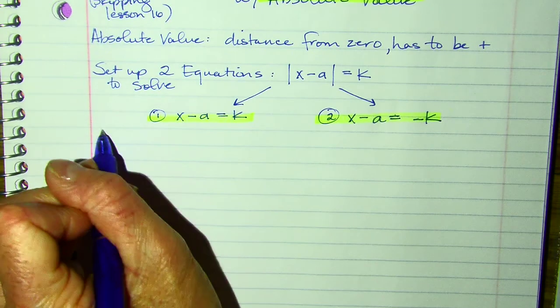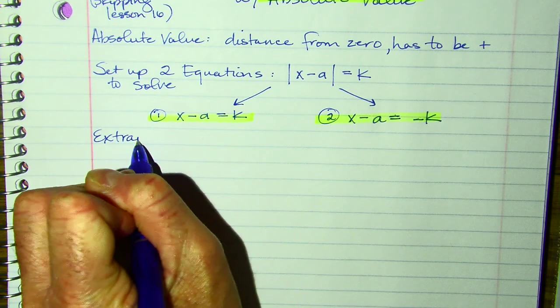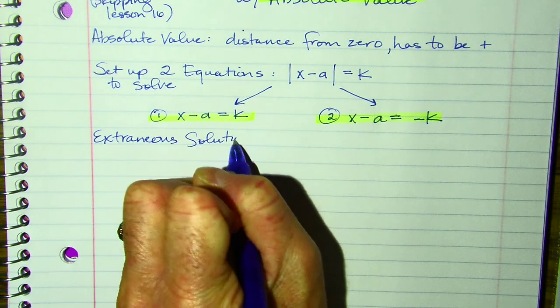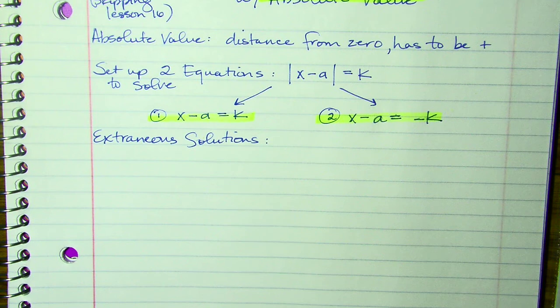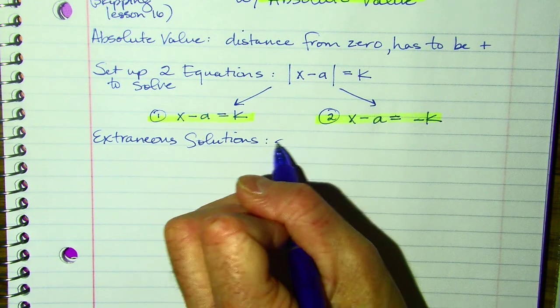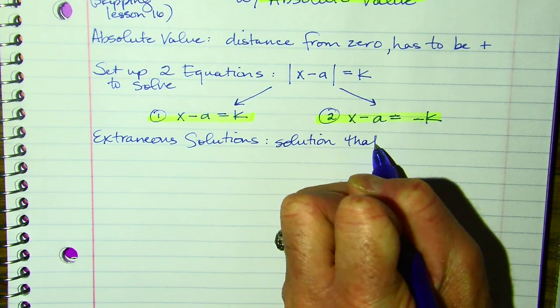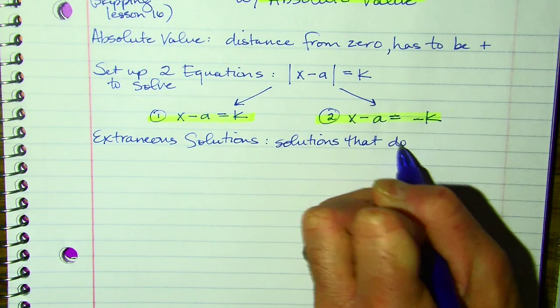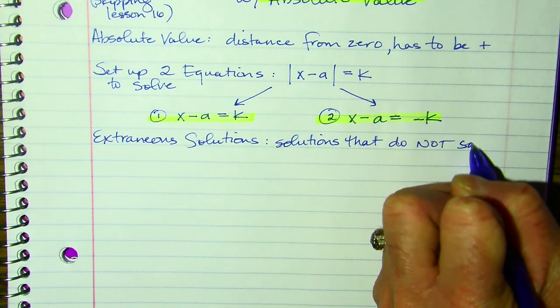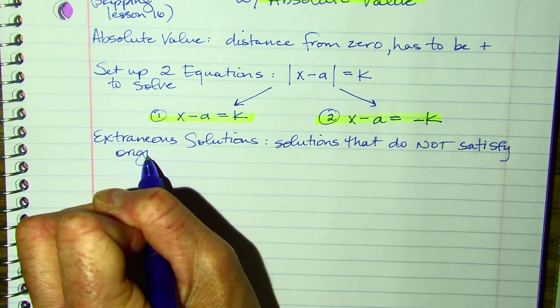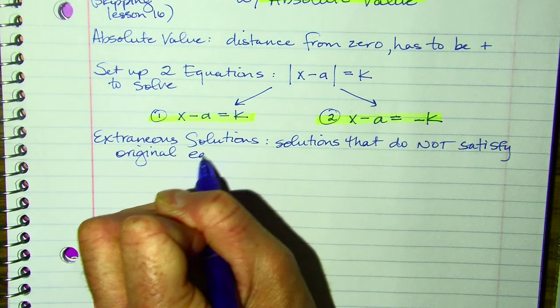Also, it is possible to get something called extraneous solutions. Those are solutions that do not work, so solutions that do not satisfy the original equation.